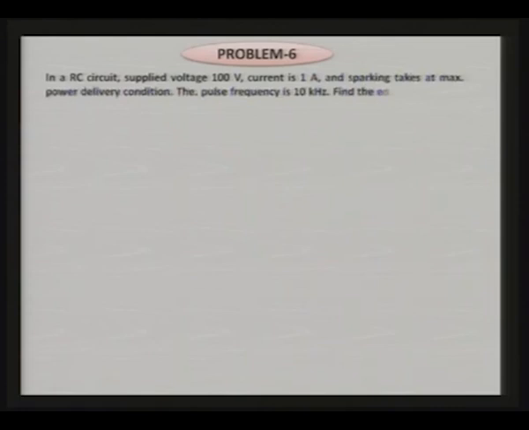Next problem: in an RC circuit, the supplied voltage is 100 volts, the current is 1 ampere, and sparking takes place at maximum power delivery condition. The pulse frequency is 10 kilohertz. Find the energy contained in each spark if every discharge gives 2 sparks only. That is the case of multiple spark EDM.